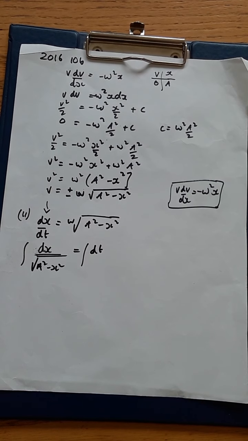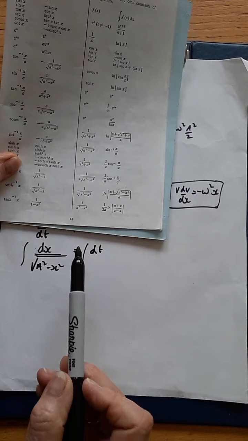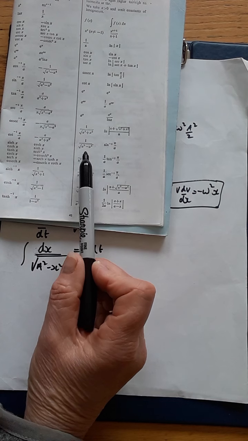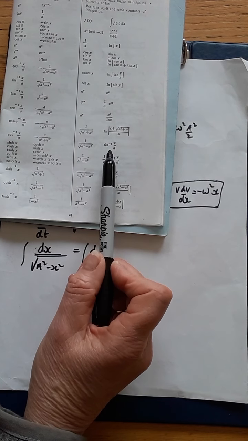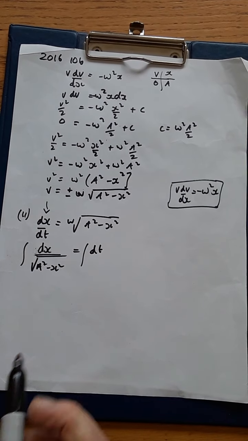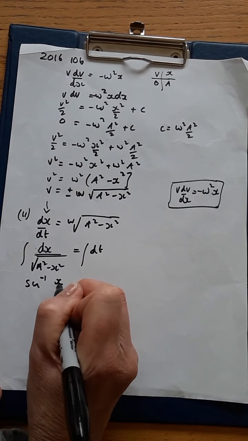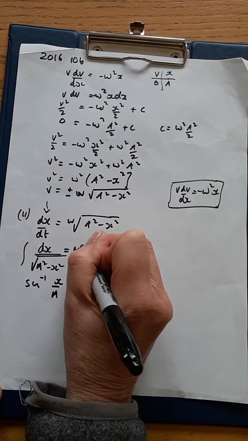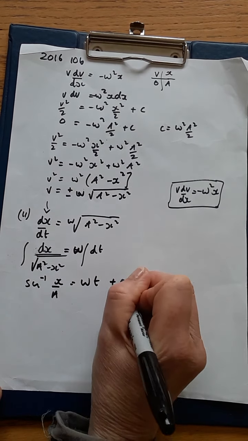Now, this is a log tables formula. I'm just looking for the log table, I can't find it. Log tables formula, here it is. So when I'm integrating that one, the square root of a squared minus x squared, we're going to use this one here. So it's going to become arc sine x over a. So I'm using that one, that's in your log tables. So when you do that, you'll get arc sine x over a is equal to, oh, I've dropped an omega there, sorry, equals omega times t plus c.